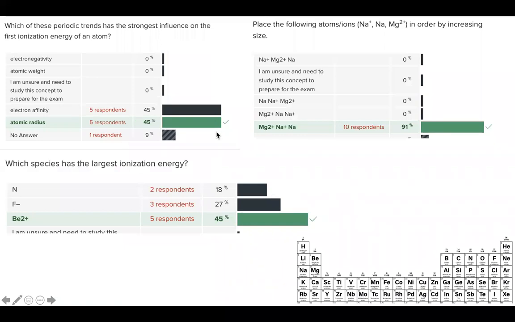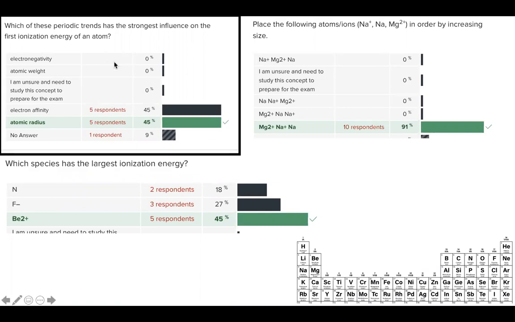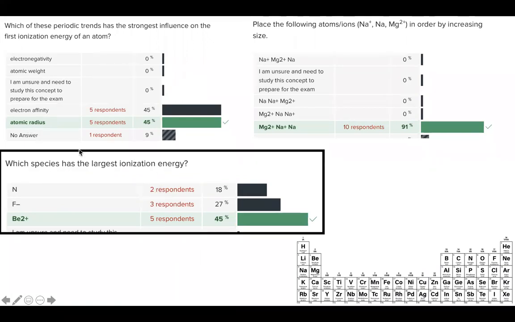Whole group of ones here back to chapter 7 of making sense of ionization energy, size, electron affinity. I see within this grouping right here, which of these has the strongest influence on the first ionization energy? It matches up really well with the size. How about the largest ionization energy in this group? I'm looking for something that's quite small.